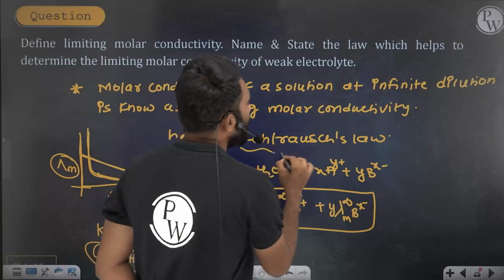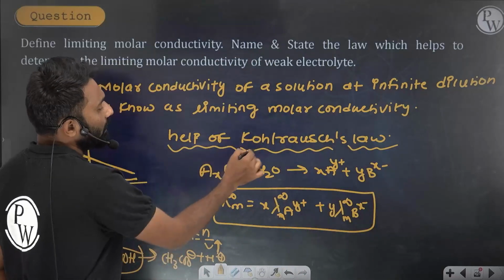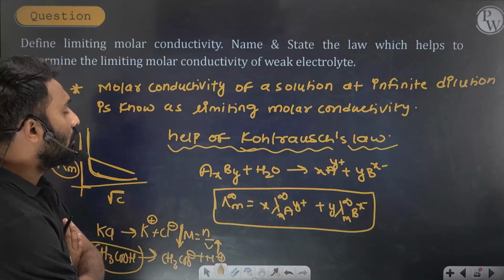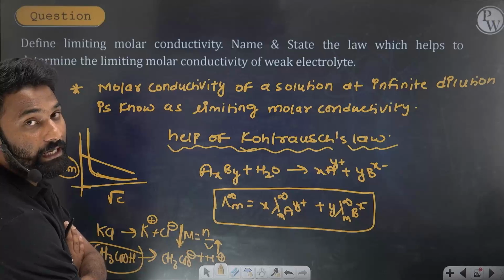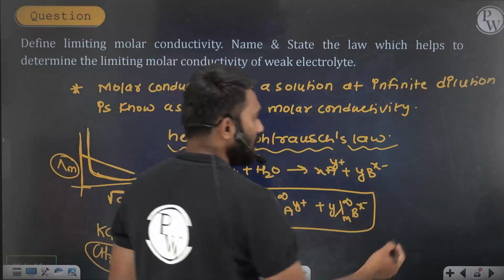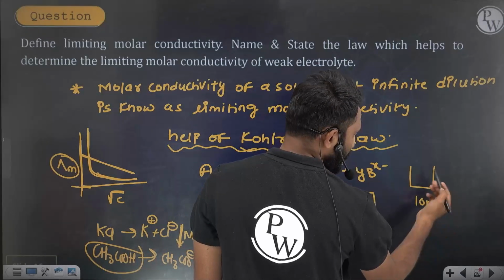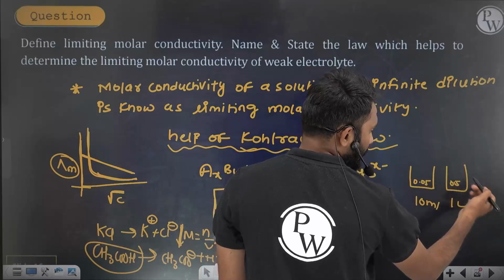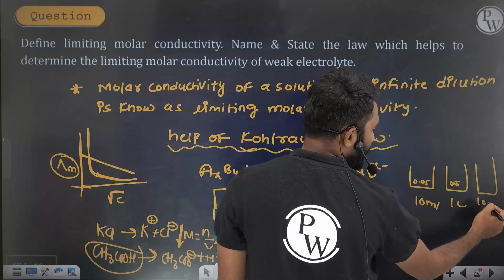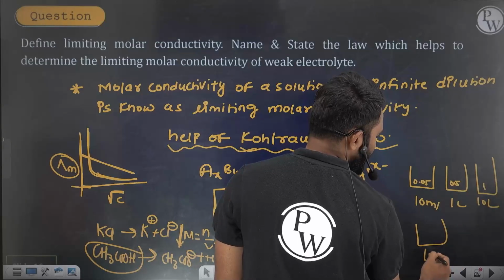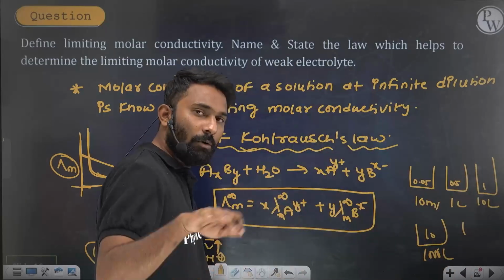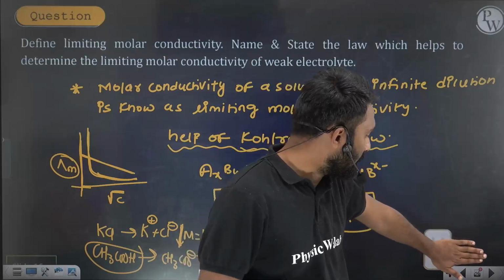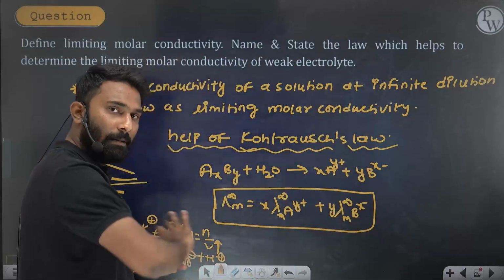So indirectly, with the help of Kohlrausch's law, we can calculate the limiting molar conductivity of the weak electrolyte at infinite dilution. For example, in 10 ml, acetic acid is dissociated as 0.05. In 1 liter it comes to 0.5. Dissociation of acetic acid, a weak electrolyte, in 100 ml or 10 liters comes to 1, and in 1000 liters to 10. Upon keeping on diluting, at infinity all the acetic acid will be completely ionized.